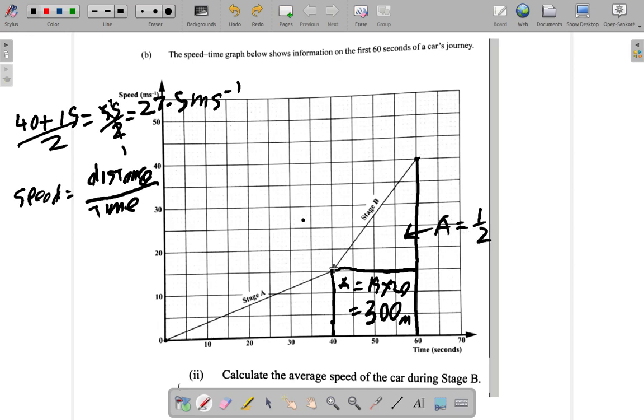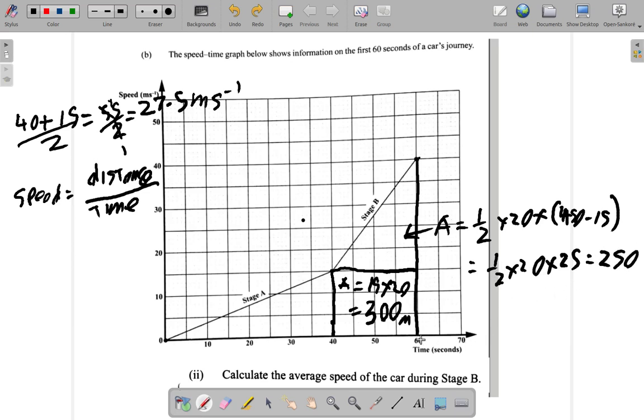For the triangle, we have half base times height. The base is the same, 20. Half of 20 times the height of the triangle. We're going from 15 to 40, so the height would be 40 minus 15. What's 40 minus 15? That's 25. So half of 20 by 25. Half of 20 is 10. 10 by 25 is 250.